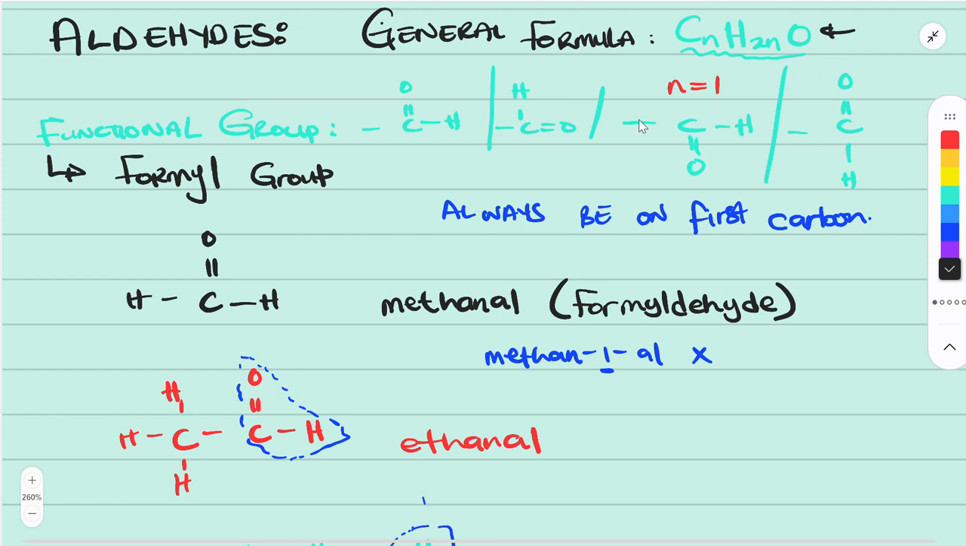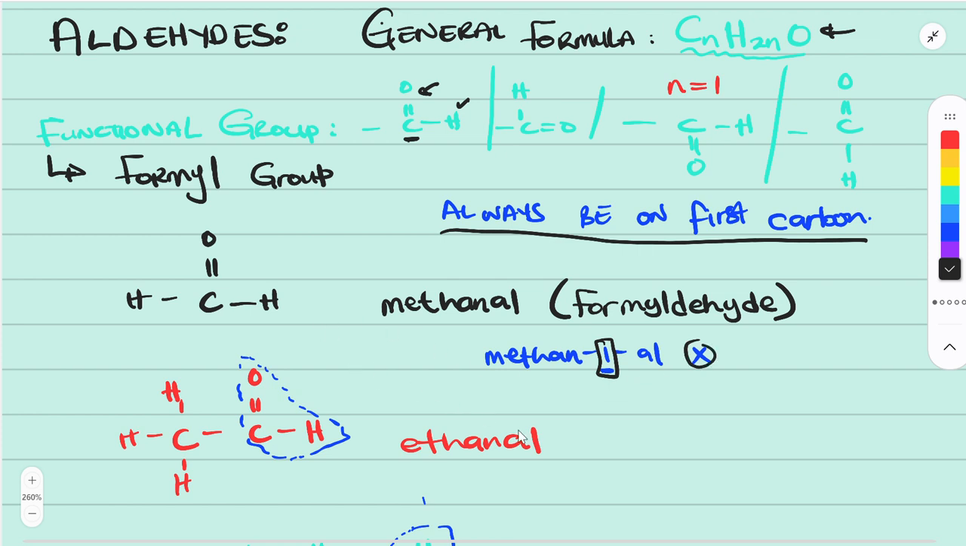Now the functional group of aldehydes is the formyl group, and it looks like this. You have this carbon double bonded to an oxygen and a hydrogen. And note again that this will always be on the first carbon. So never find yourself in the situation whereby you indicate the position of this group. You will be marked wrong.